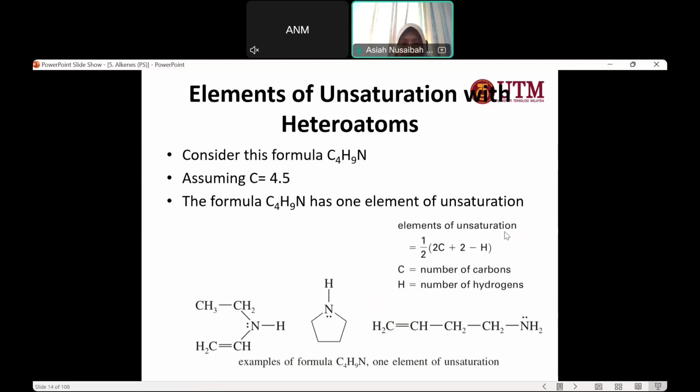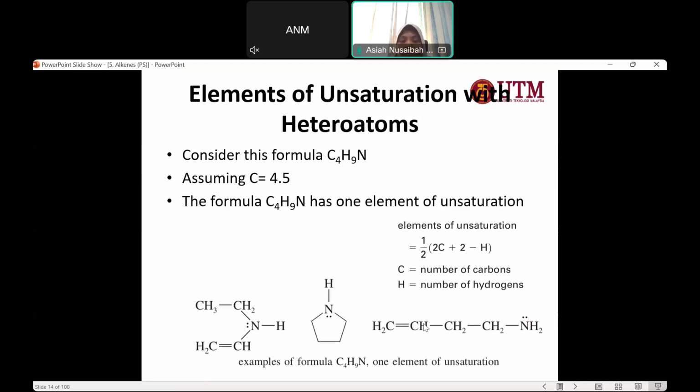So elements of unsaturation is equal to half times 2C plus 2 minus H. C here is 4.5, so 2 times 4.5 is 9. 9 plus 2 is 11. 11 minus 9, since there are 9 hydrogens, is 2. 2 divided by 2, because we multiply by half, right? We get 1 element of unsaturation.